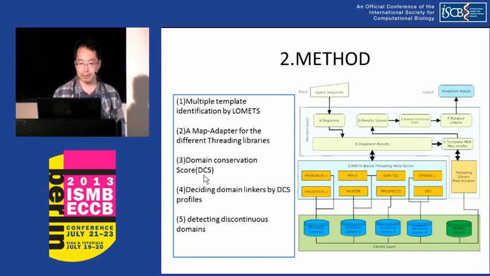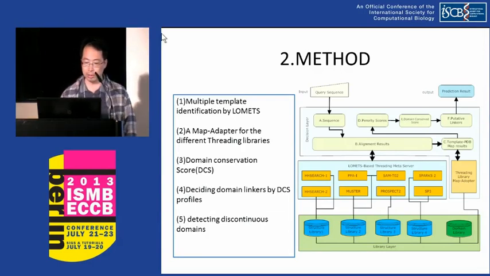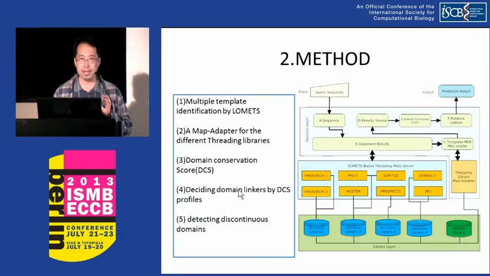The third is that we designed a domain conservation score. Using this score, we can determine the domain boundaries. The final step is detecting the discontinuous domains. In fact, about 10% of protein sequences have one or two or more discontinuous domains.